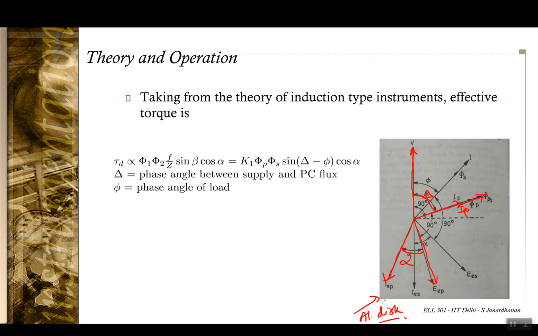Similarly, you also have a similar effect happening in the current coil. However, in this current coil, phi s is in phase with I, EES lags these vectors by 90 degrees, and IES lags EES by alpha.